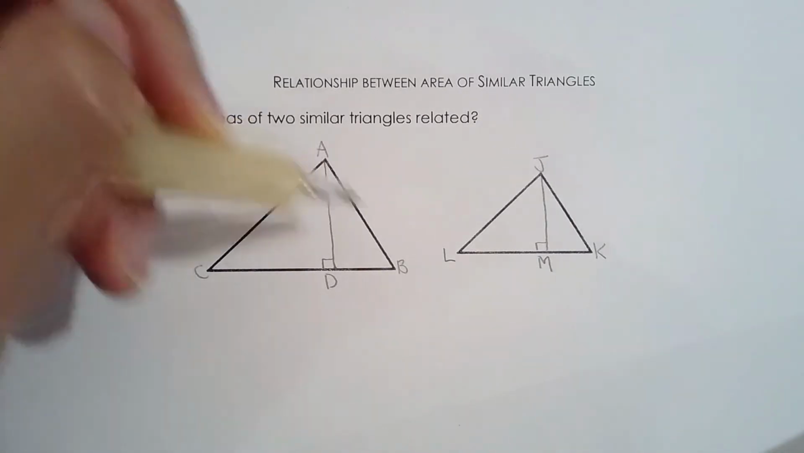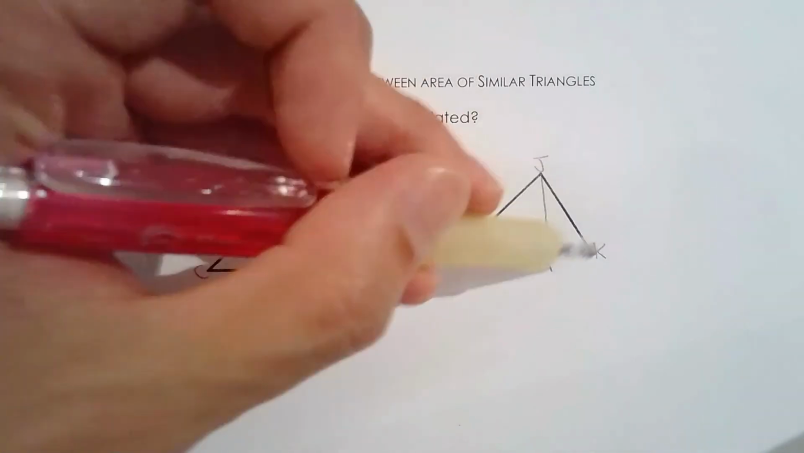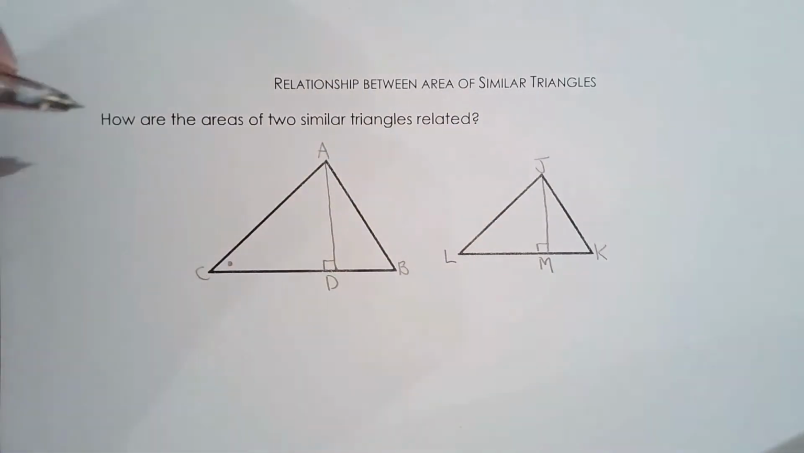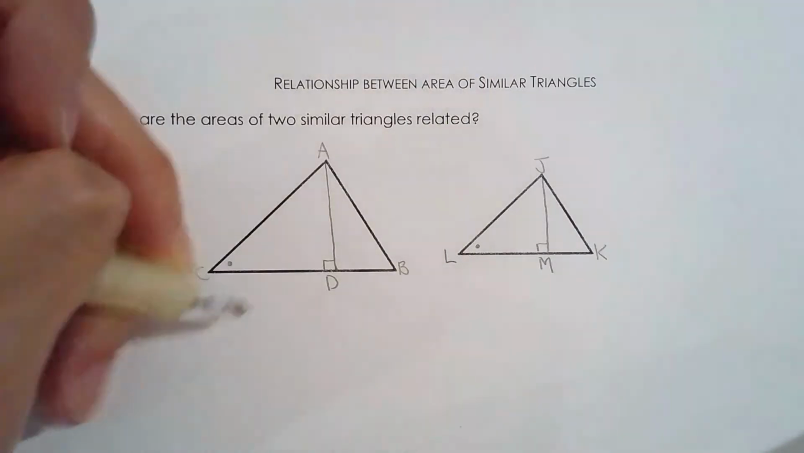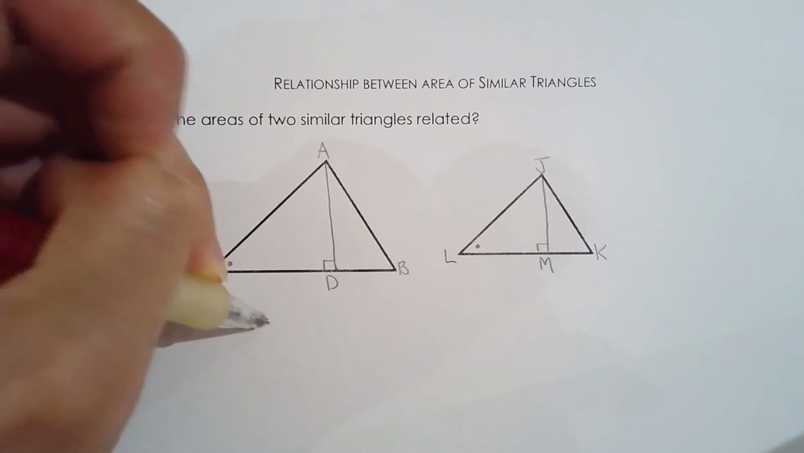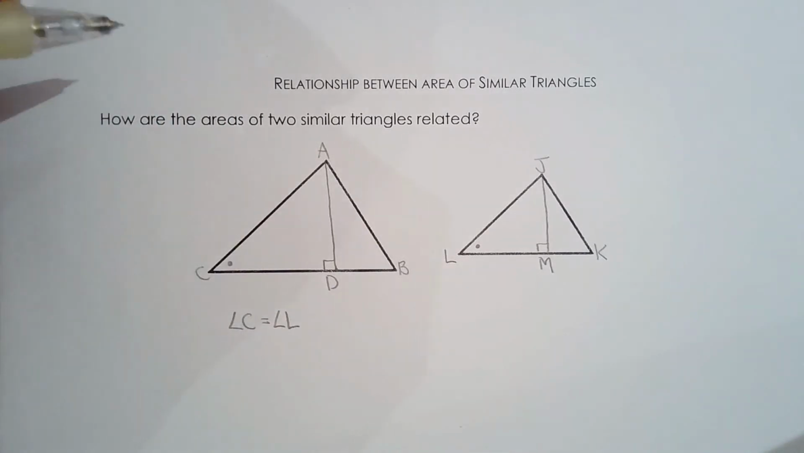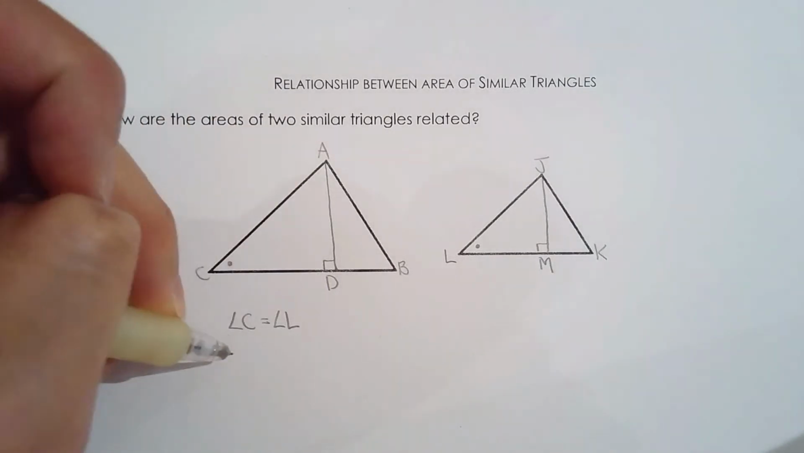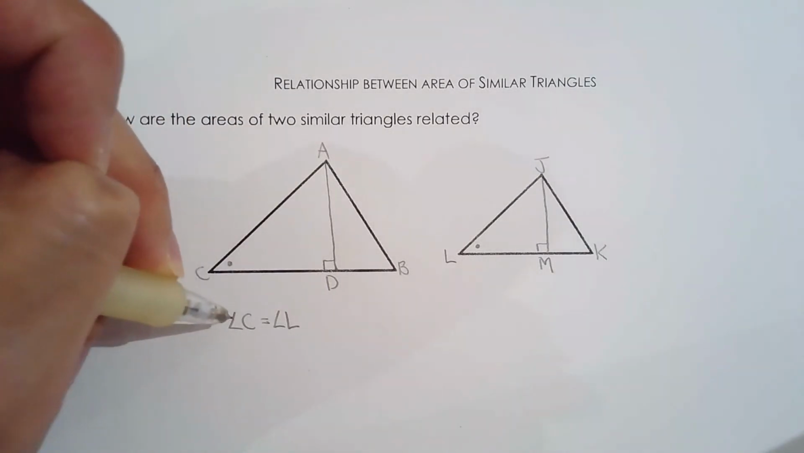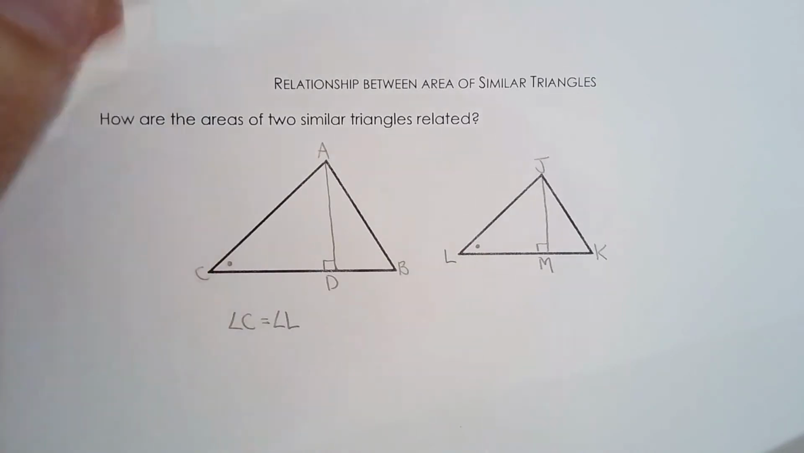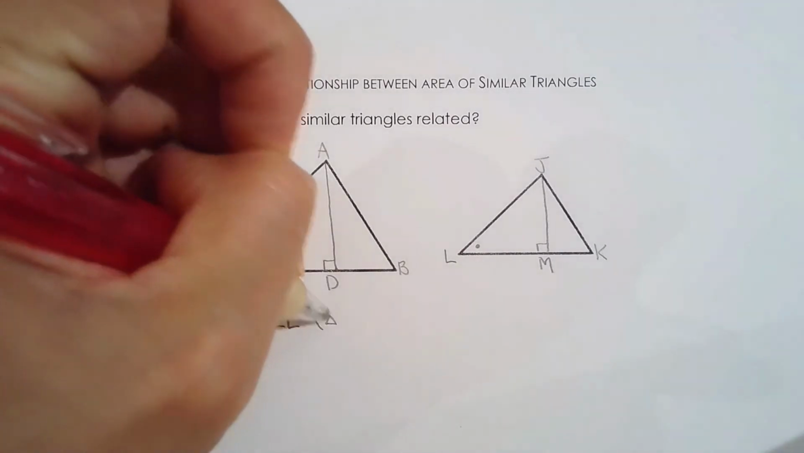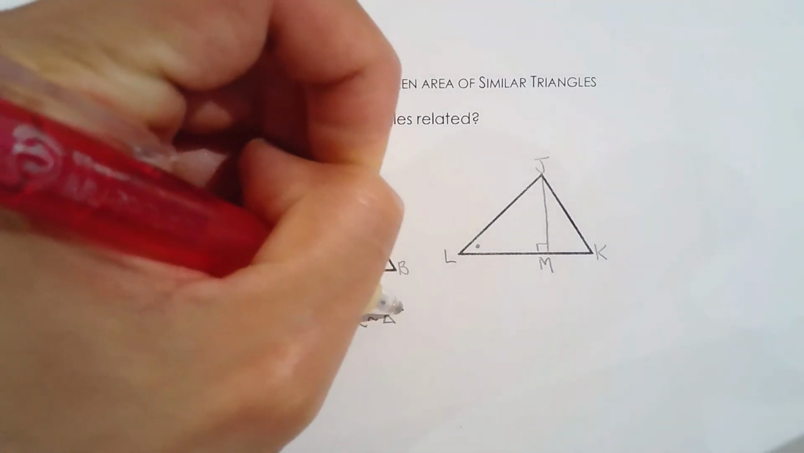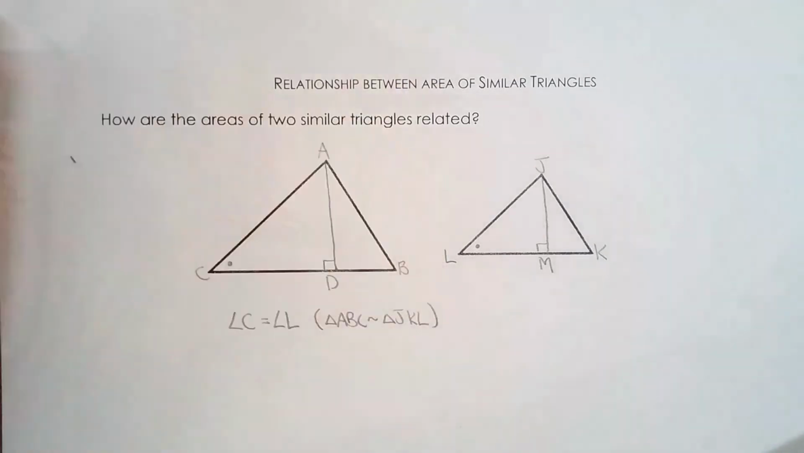Now, because triangle ABC is similar to triangle JKL, I know that angle C is congruent to angle L. Okay, so angle C, let's write that down. Angle C is congruent to angle L. Now, what else do I know? Sorry, I know angle C is congruent to angle L because triangle ABC is similar to triangle JKL. That's the only reason I knew that.